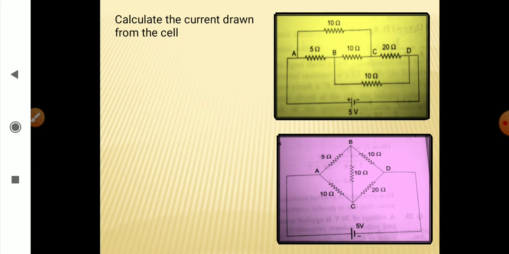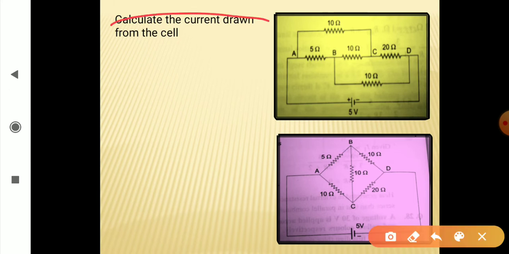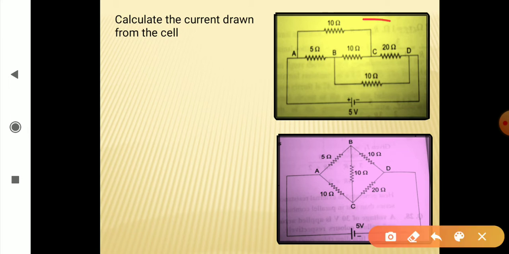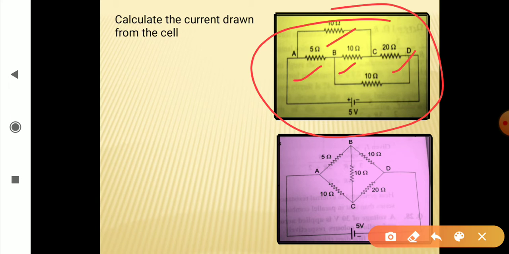Another very good problem. The question itself is, calculate the current drawn from the cell. Now look at this. Here we have an arrangement like this, where you get 5 ohm, 10 ohm, 20 ohm, 10 ohm, 10 ohm. We have to rearrange this arrangement to find out the resultant.